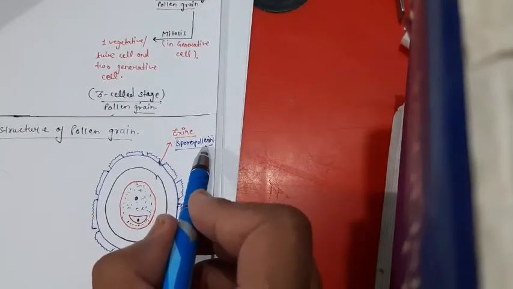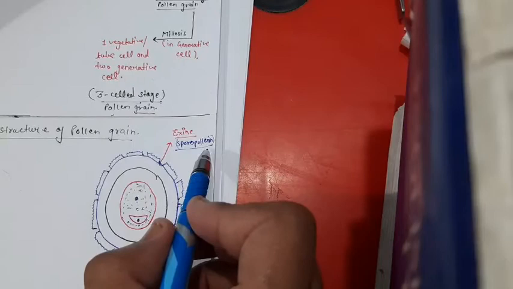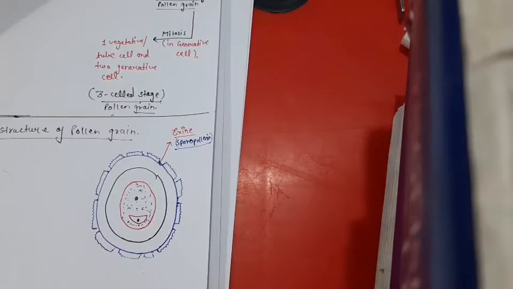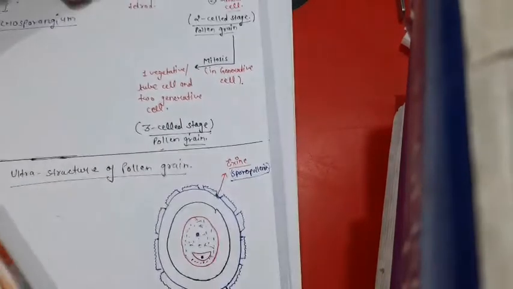And what is sporopollenin? Sporopollenin is the most resistant organic substance, highly resistant in nature. Even enzymes cannot digest this exine. Okay friends.